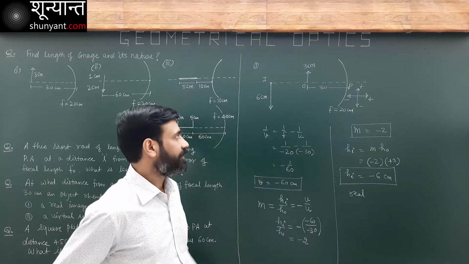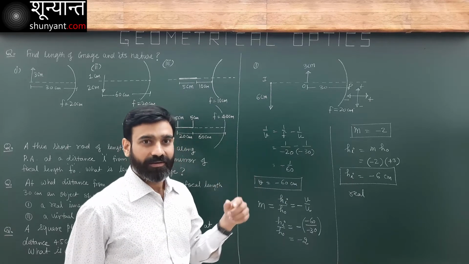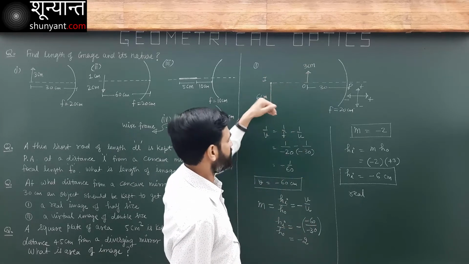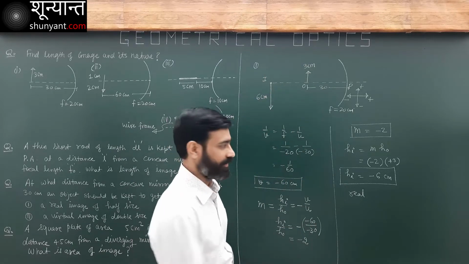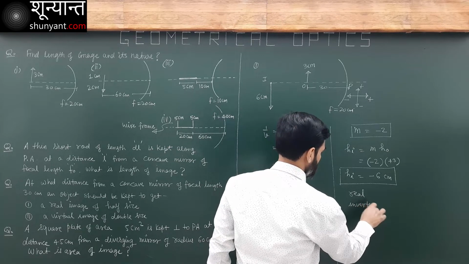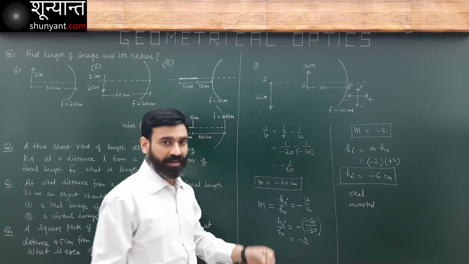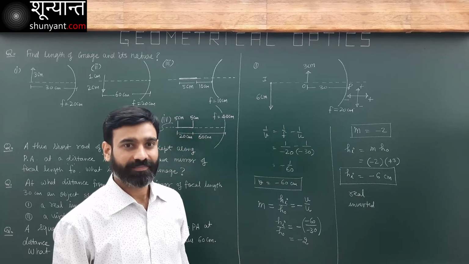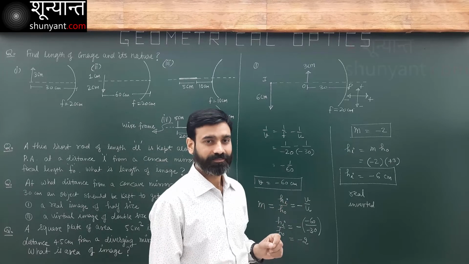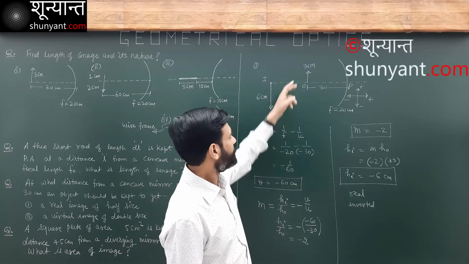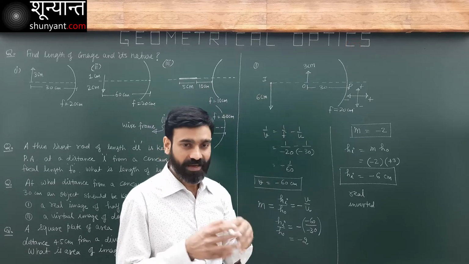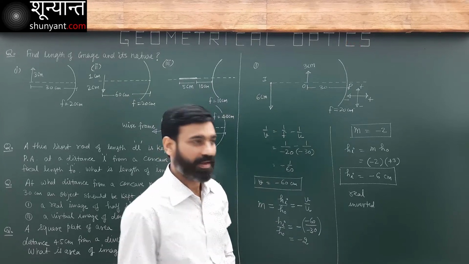Is it inverted or erect? Object is above the principal axis, image is below the principal axis. It is inverted. Is it magnified or diminished? The height of object is 3, height of image is 6. Its size has increased. It is magnified.